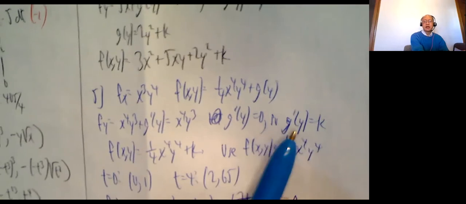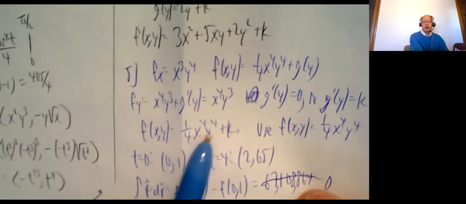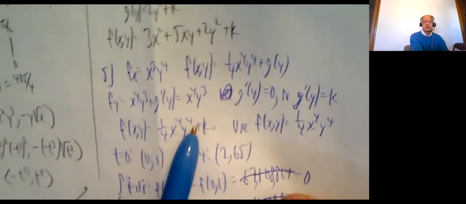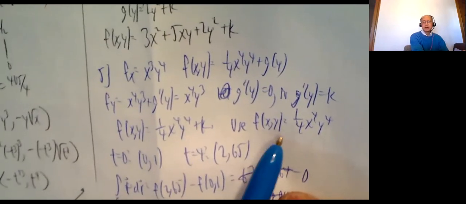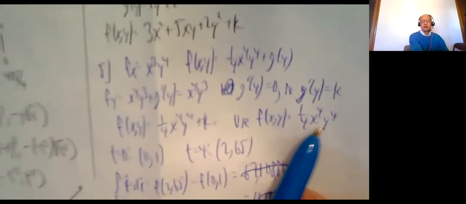That forces this to be 0, which means g prime of y is a constant. So f of x, y is 1/4 x to the fourth y to the fourth plus a constant. It's easiest to use k of 0. So f of x, y is 1/4 x to the fourth y to the fourth.